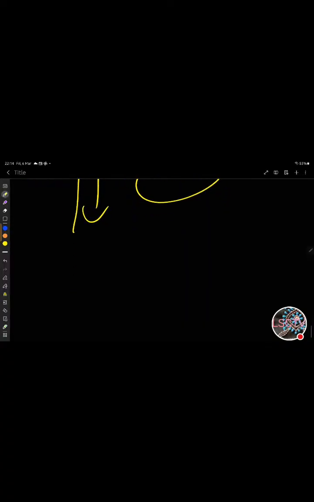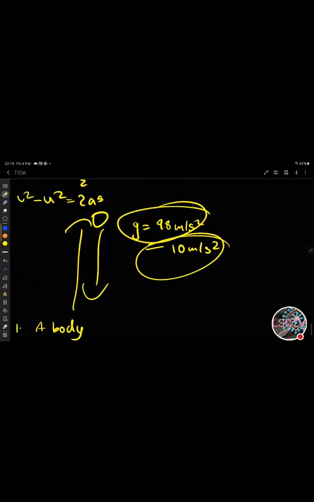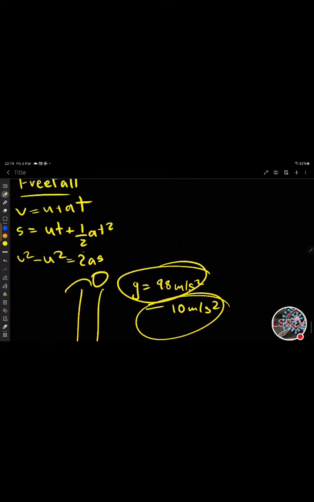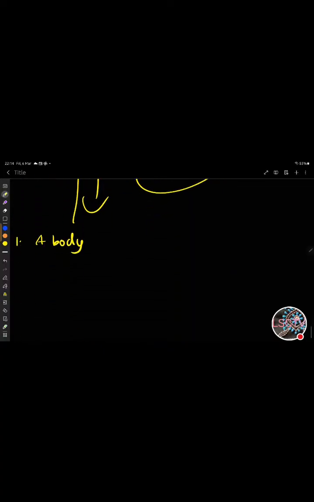Now I'll give you one free fall question with all the details. Basically just replace this a, which is the acceleration, with g. So this becomes g, this also becomes g, this also becomes g. Now, a body is thrown upwards, a ball.